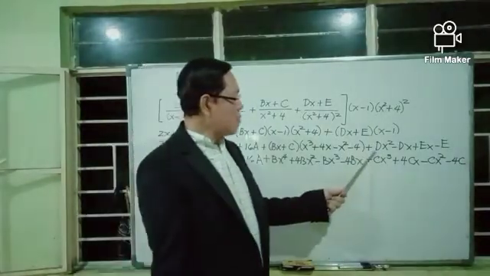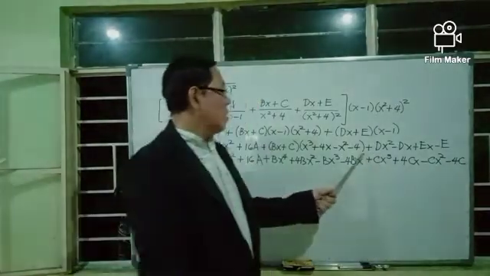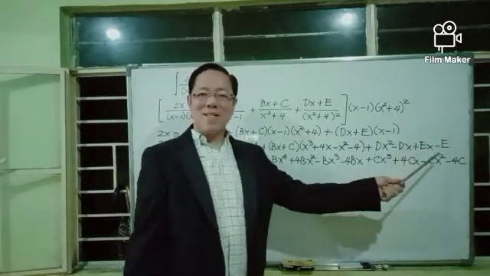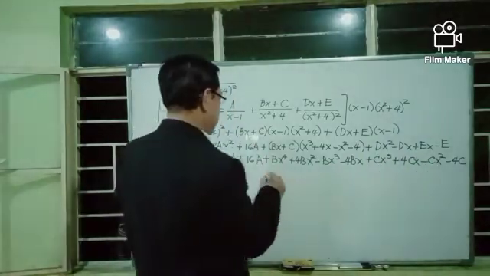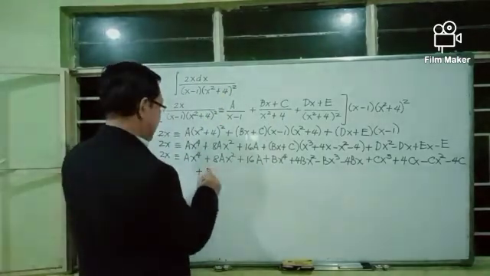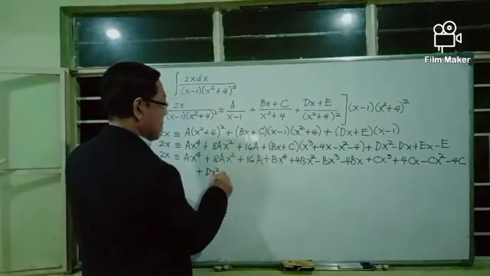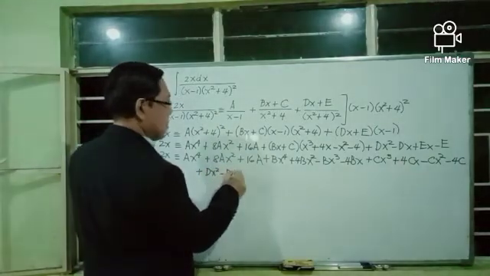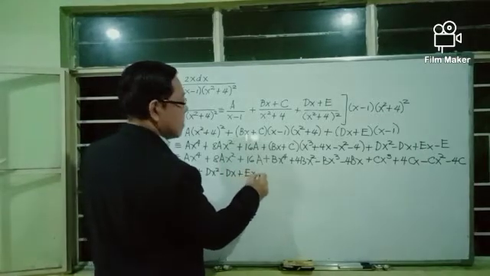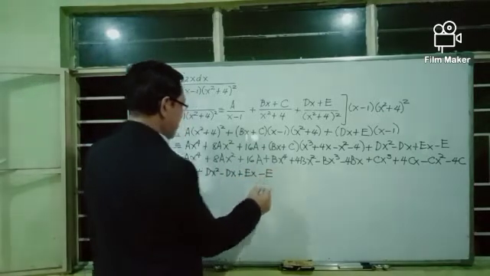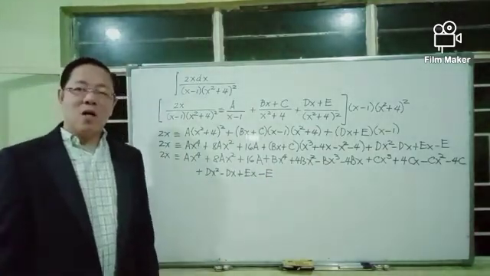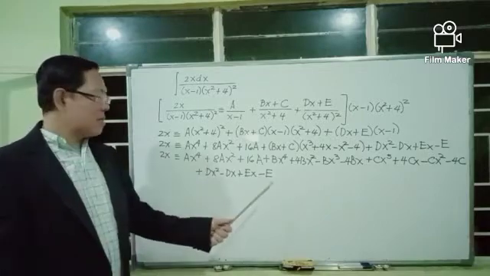The last four terms are the same as is. We write dx squared minus dx plus ex minus e. Now we write the equation. We start with the constant terms at the right hand side.